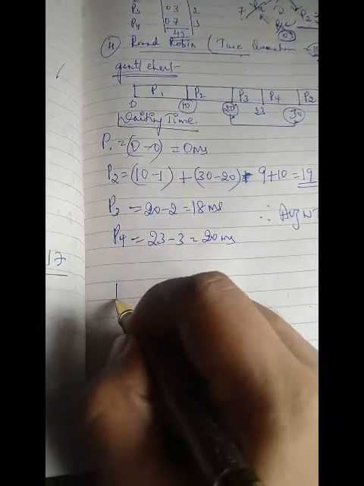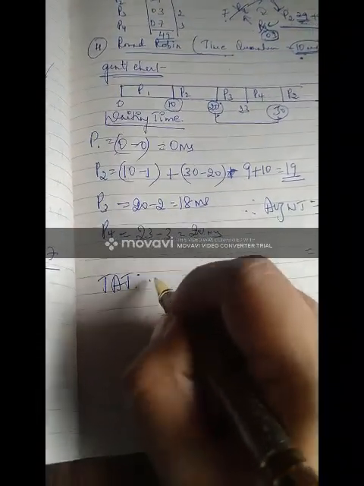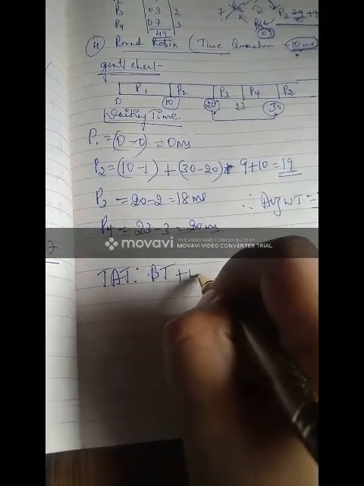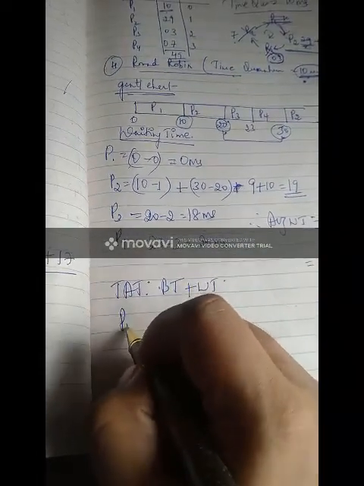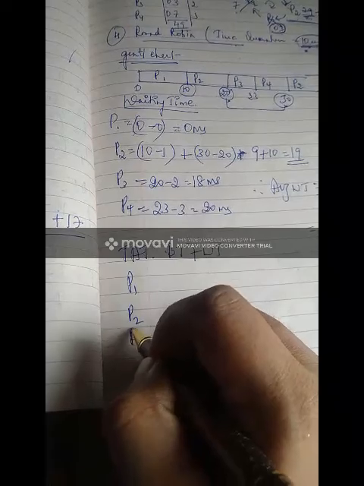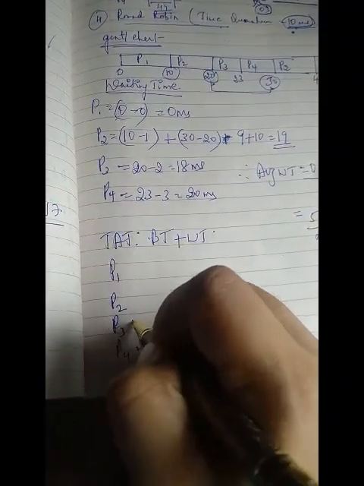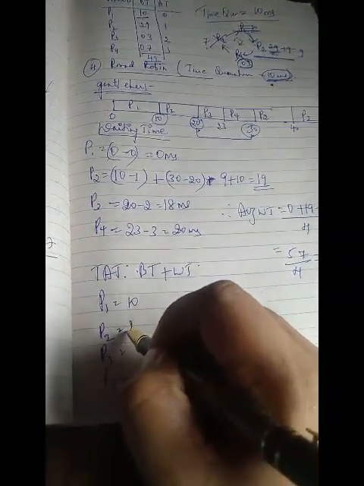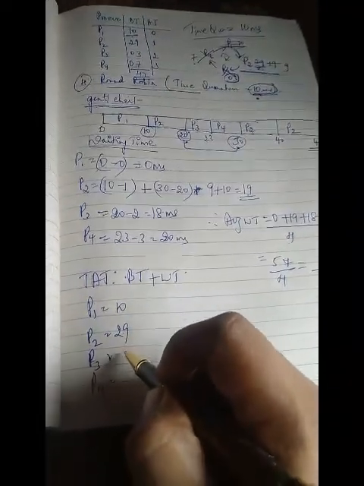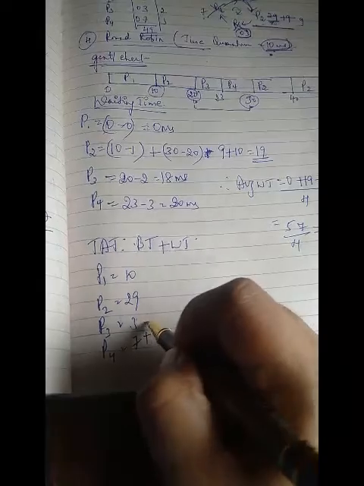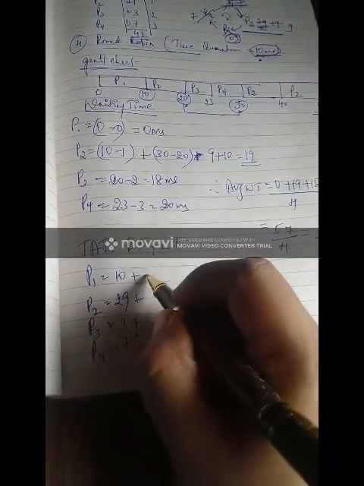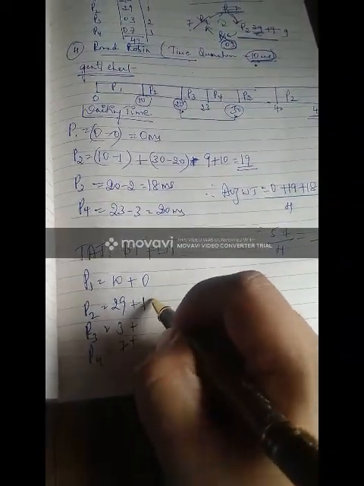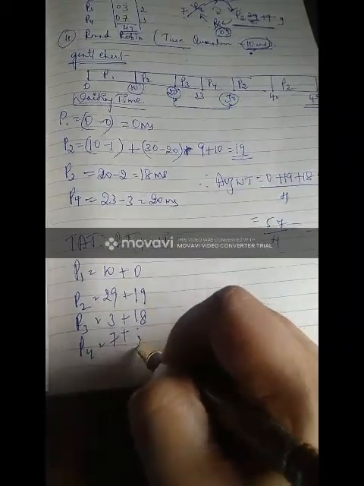Now we'll go to turnaround time. The turnaround time formula is burst time plus waiting time. The burst time is given in the question, so we'll write the burst times 10, 29, 3, 7, and the waiting times you have got here: 0, 19, 18, 20.